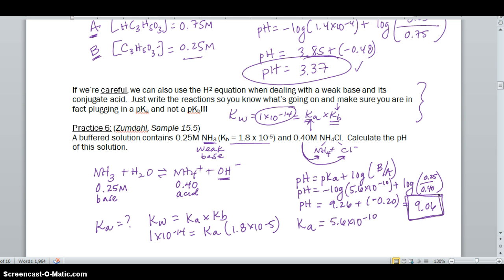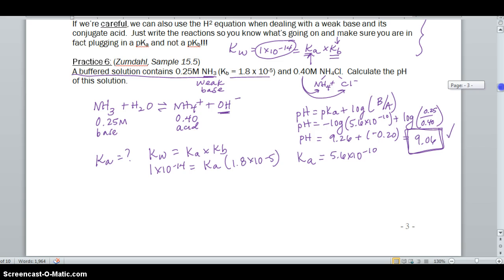And then you ask yourself, hopefully, before you move on, does that make sense? The buffered solution contained a weak base, so this pH better be greater than 7, which it is, and so that makes sense. If you had inadvertently plugged in the pKb here, you're going to get a pH that's less than 7. So if you stop and ask yourself, does that make any sense? The answer should be no. And a lot of times you can catch your mistakes by doing that. All right, so that wraps up the introduction to buffers.